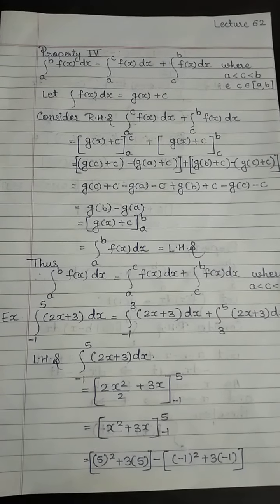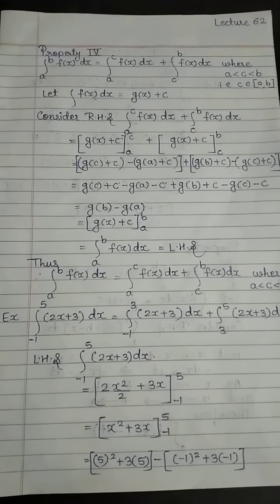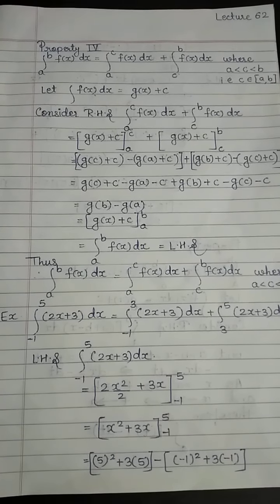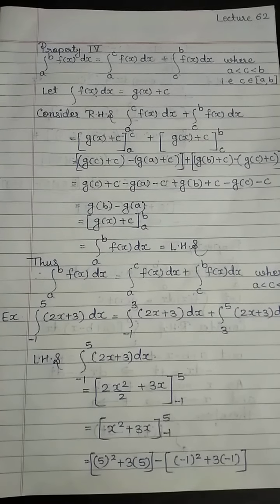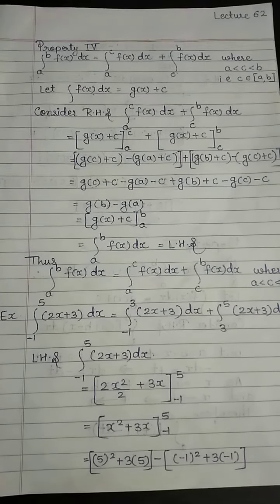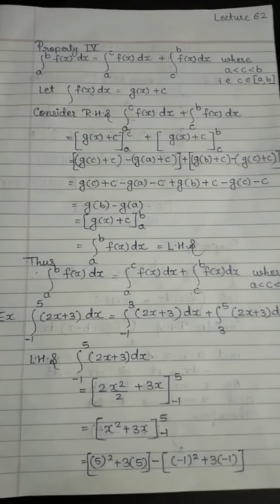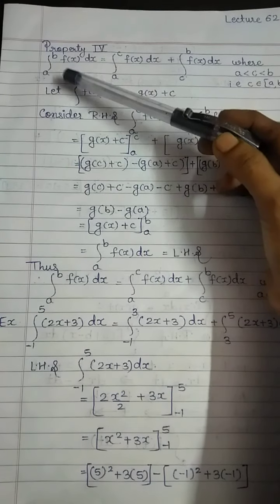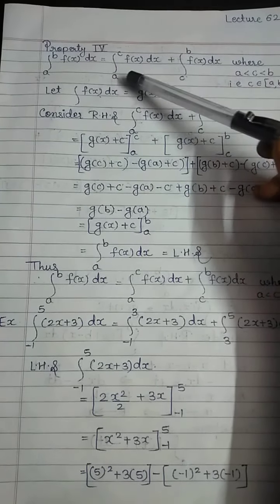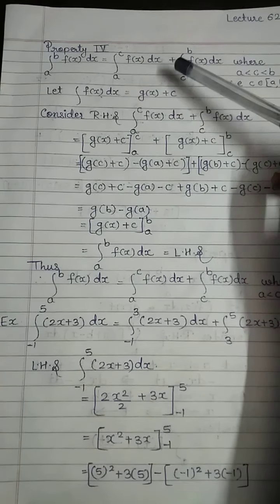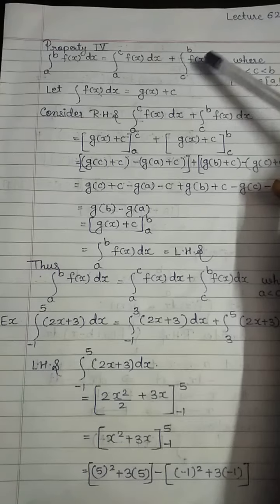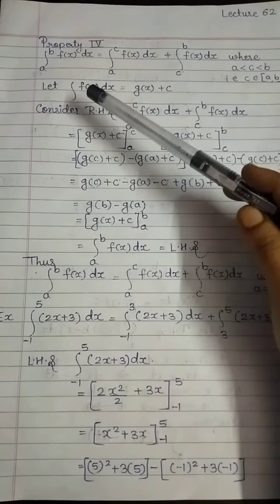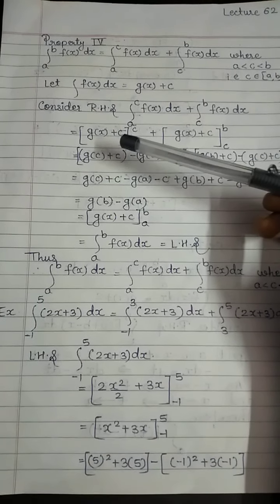Integration a to b f of x dx is equal to integration a to c f of x dx plus integration c to b f of x dx, where c lies between a and b, that is c belongs to the closed interval a comma b. That means integration a to b f of x dx we can write as integration a to c f of x dx plus integration c to b f of x dx, where c belongs to the closed interval a comma b. Now here we have a small proof regarding this property.